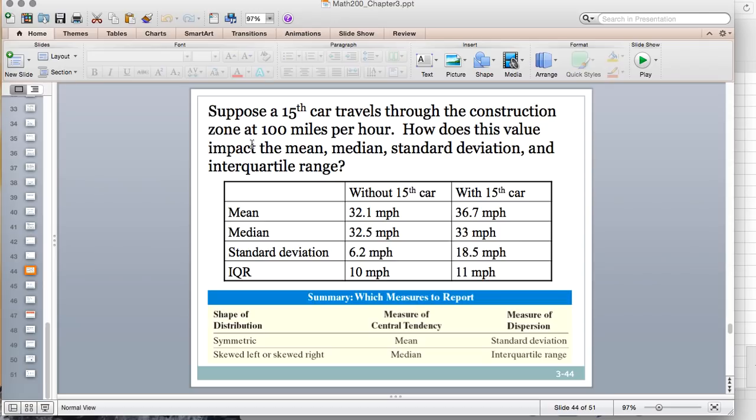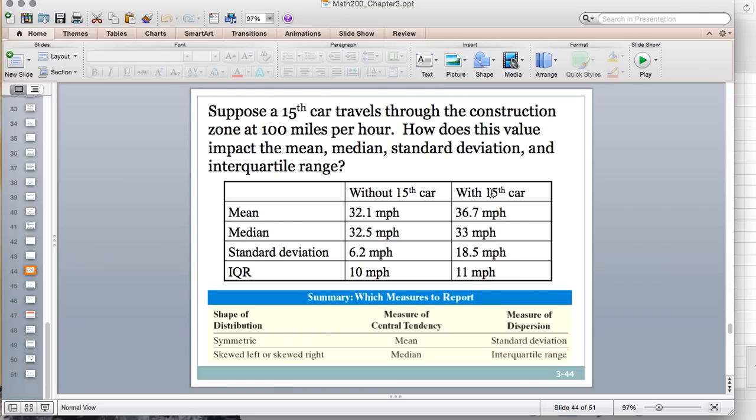Okay, so let's suppose that a 15th car travels through the construction zone at 100 miles per hour. And we want to see how this value actually impacts the mean, the median, the standard deviation, and the interquartile range. So this 100 miles per hour is an outlier, meaning that it's a very large observation in our data set. So we have the mean, the median, the standard deviation, and the IQR calculated without the 15th car.